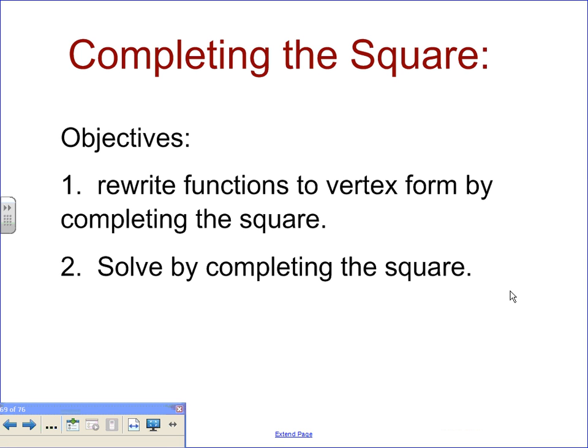In this video, we're going to be learning to complete the square. Our objectives are to rewrite functions in vertex form by completing the square, and we're also going to learn to solve by completing the square.